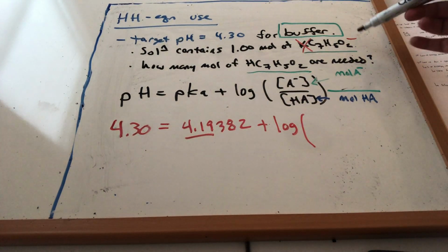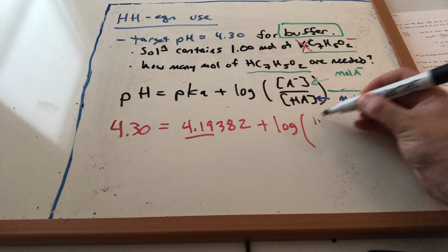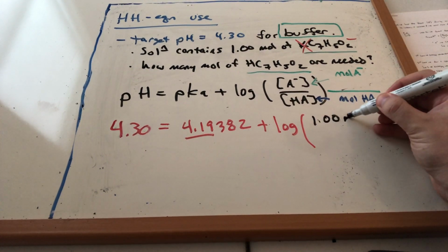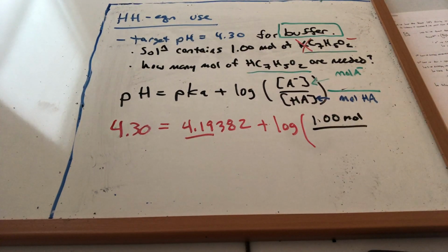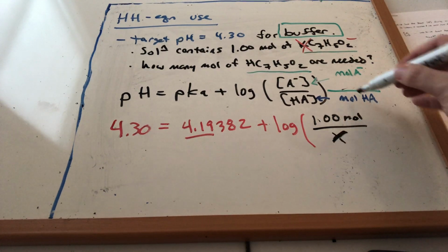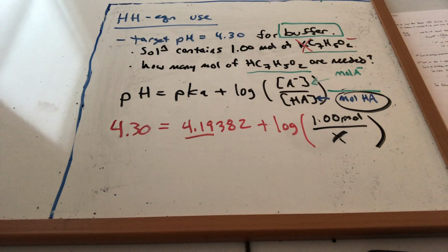Well, moles of A minus, oh yep, I looked at the chemistry of that salt. That's going to be 1.00. Okay. Our unknown, right, it's an equation with four possible unknowns. The only unknown we have is going to be the moles of HA. And so I'm going to call that my X. So we have this equation now that we can go ahead and solve.